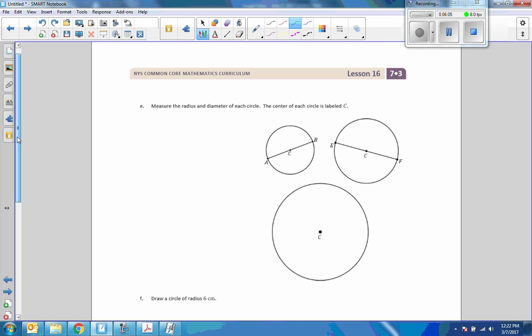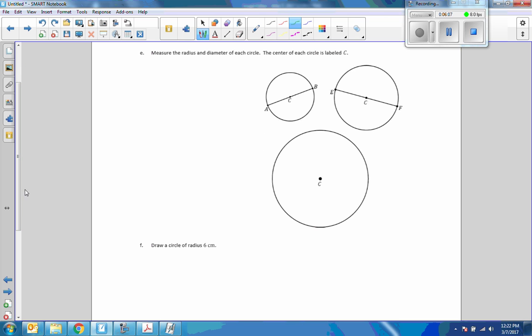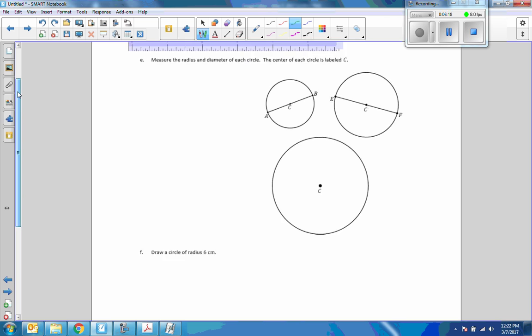E. Measure the radius and diameter of each circle. The center of each circle is labeled C. Okay, so now this is a measuring activity. So I'm going to bring in my ruler.